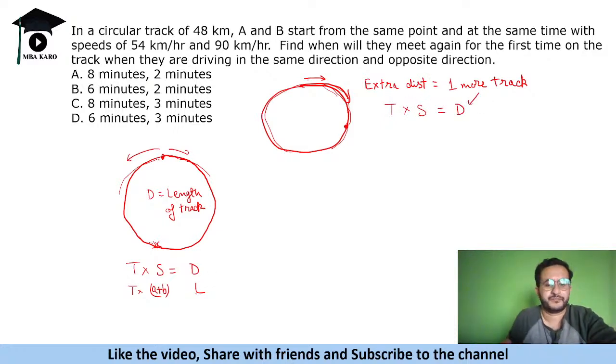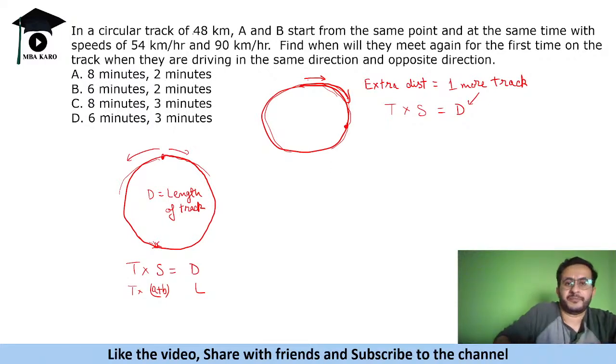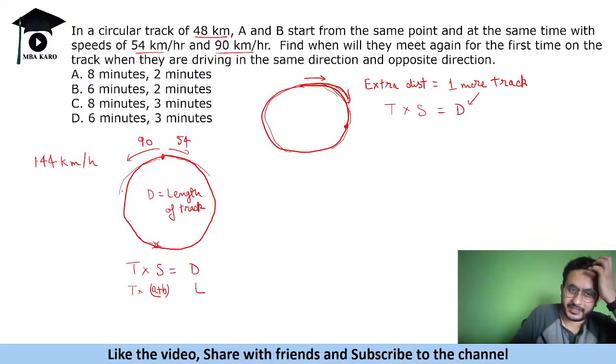So in either case we take the length of track as the distance. In this scenario, when they're covering 48 kilometers, if they go in opposite directions, what is the relative speed? Relative speed in this case is 144 kilometers per hour. When they move in opposite directions at 54 and 90, the relative speed is 144 kilometers per hour. The distance they have to cover is 48 kilometers, so 48 by 144.